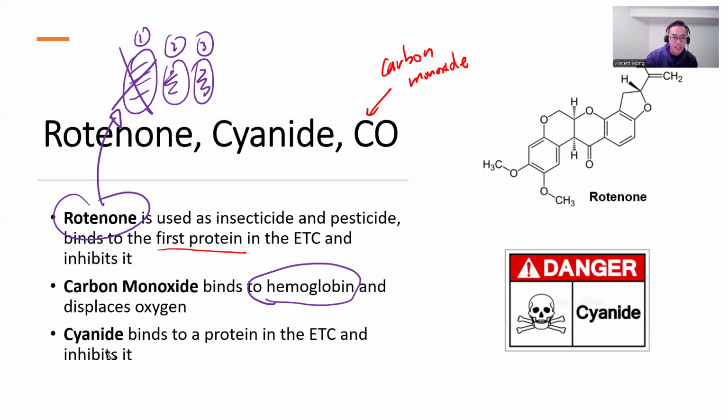Next, we have cyanide. Cyanide is CN. You might know that from chemistry. And the poisonous form is usually hydrogen cyanide, HCN. Okay? It binds the protein in the ETC and basically inhibits it. Right? So same thing as the rotenone, okay? But the cyanide works slightly differently than the rotenone. We're not going to go into details. So all these things are poisonous. Okay.